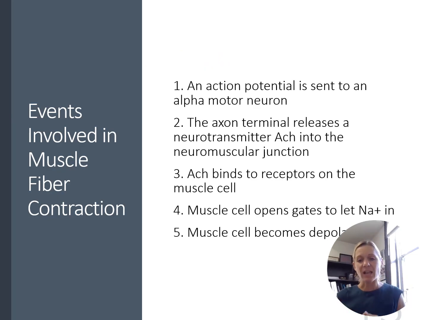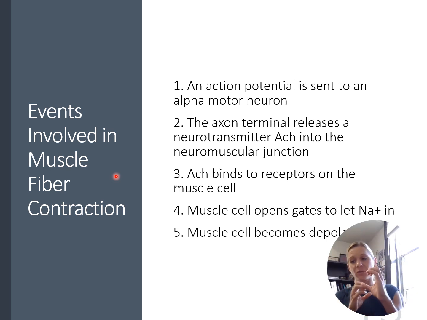So let's set the stage in terms of understanding how we can have a muscle cell stimulated, or how a muscle cell becomes activated. The first thing is that an alpha motor neuron is going to send an action potential, or an excitatory signal. As that action potential travels down the neuron's axon, it's going to reach the axon terminals. And at the axon terminals, that neuron is going to release a neurotransmitter known as acetylcholine into the neuromuscular junction.